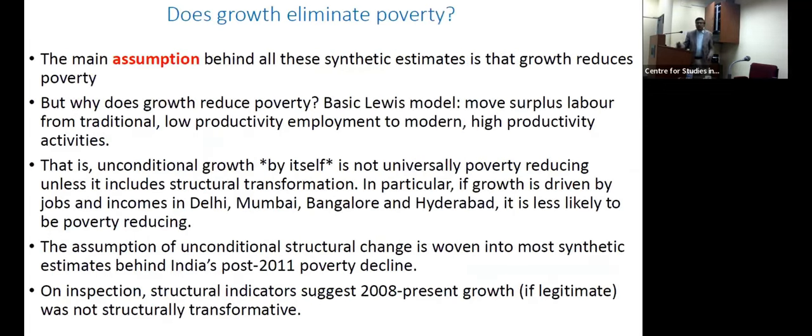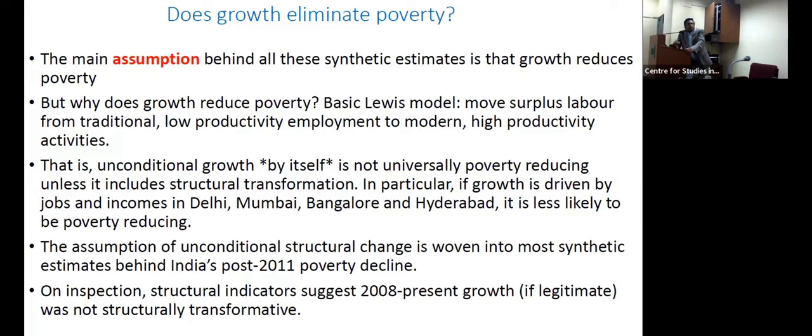So now I want to think about how one conceptually thinks about what structural aspects of the economy would be correlated with poverty decline. We saw growth, we saw inequality, some of the things yesterday. What are the things that would basically reduce poverty? So, how would growth reduce poverty?